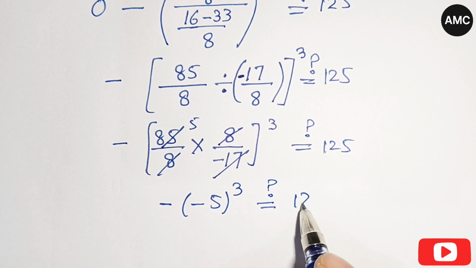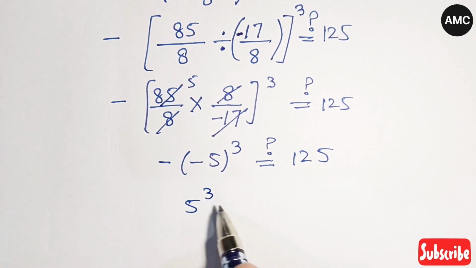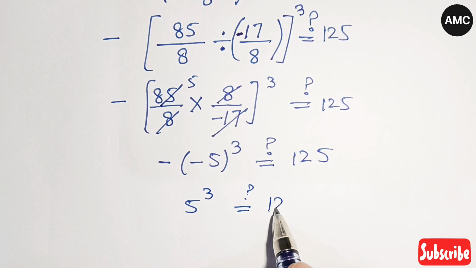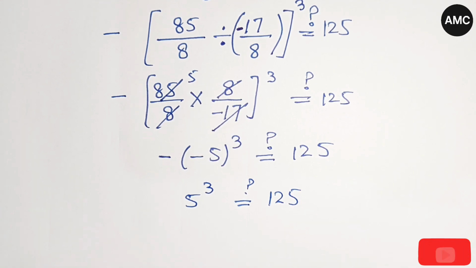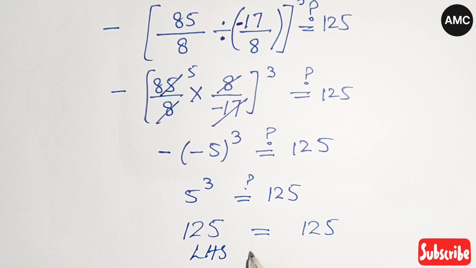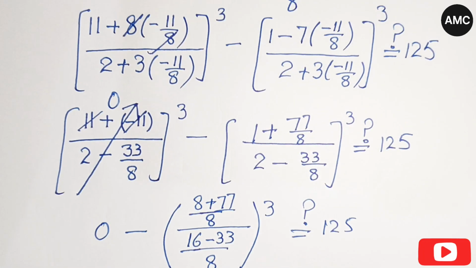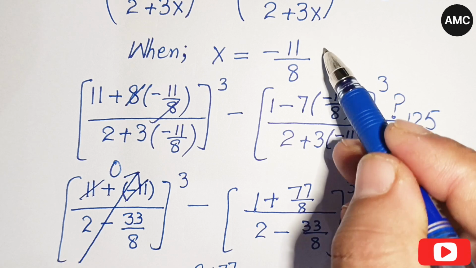Is it equal to 125? Now here we get minus times minus is plus 5 cubed. Is it equal to 125? And yes, 5 cubed is equal to 125, which is equal to 125. So hence we prove that left hand side is equal to right hand side. Now this value of x, which is minus 11 over 8, it is true for this problem.